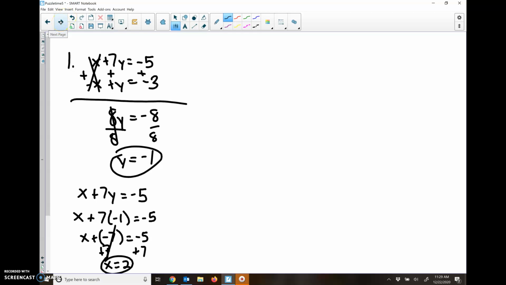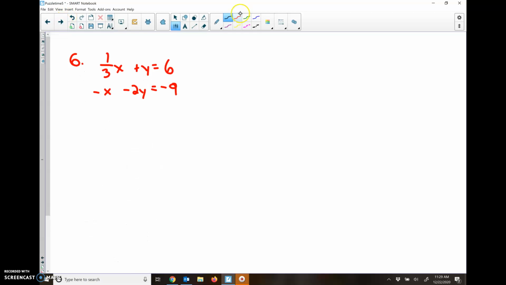All right, so now if we fast forward to number 6. Number 6 might look a little different, 1, because it has fractions, and 2, because 1/3 and negative x aren't the same, and y and negative 2y aren't the same, so I'm going to need to multiply something. So I have 2 choices here. I can multiply this 1/3 x by something to get it to cross out with the 1x here, or I can multiply y by something to get it to cross out with the 2y. Some of you might be thinking it might be easier to just multiply the top by 2, and then you get 2y and negative 2y, but then we still end up with a fraction here. So I don't like that fraction, so I'm going to get rid of it right away.